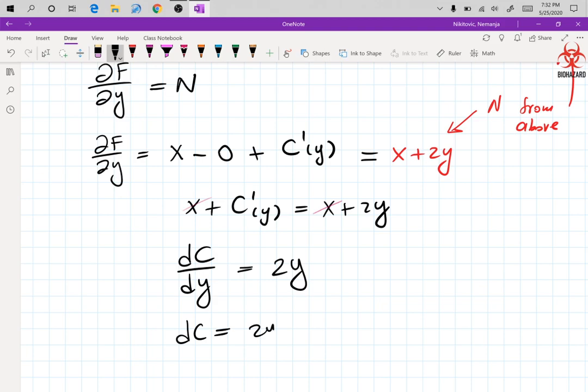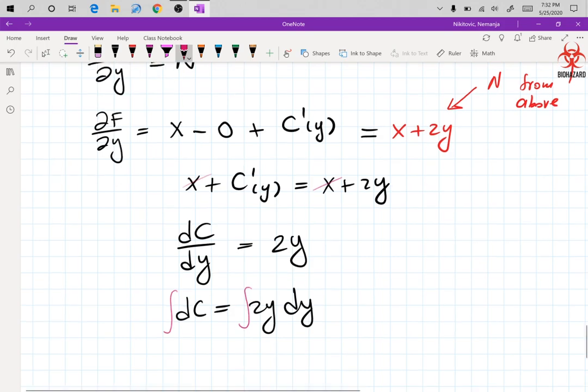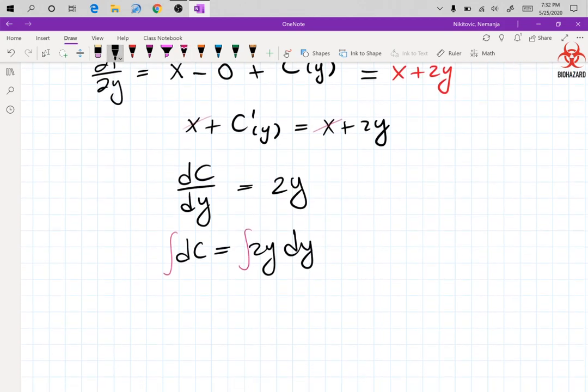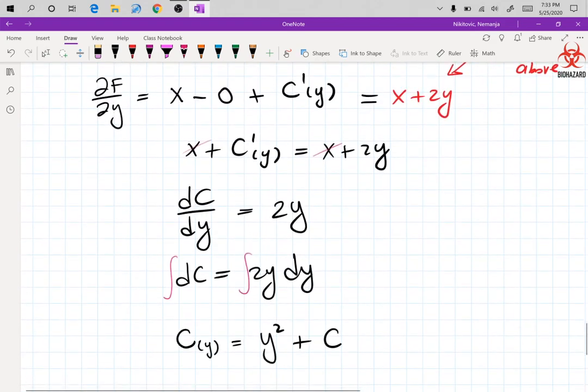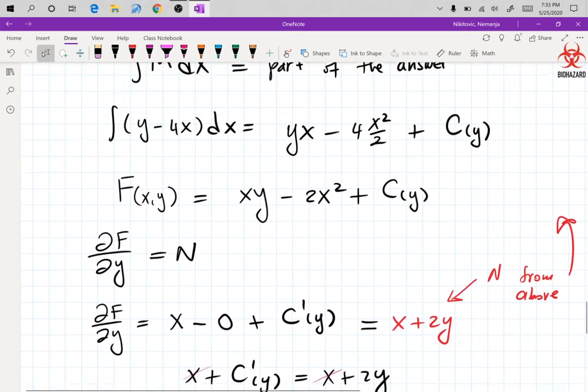And now separation of variables: dc equals 2y dy. Hit both sides with the integral sign, and you get that c, which is a function of y, remember, is equal to y squared, nice, plus some constant c. You can put k, you can put whatever, a, I don't care, right? So this c is not to be confused with this c. This is a c function, this is a c constant. So there we go. I know that c of y is y squared plus c.